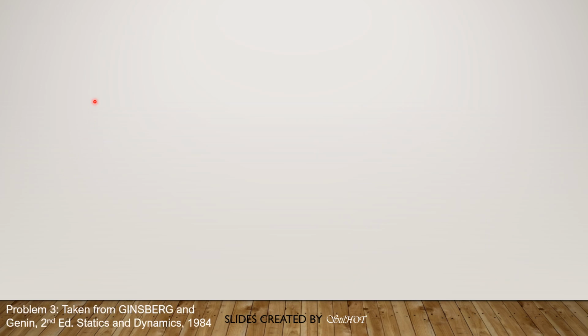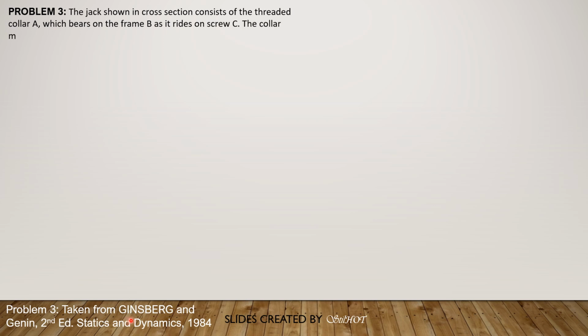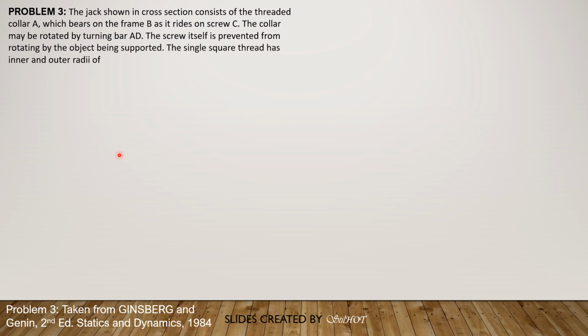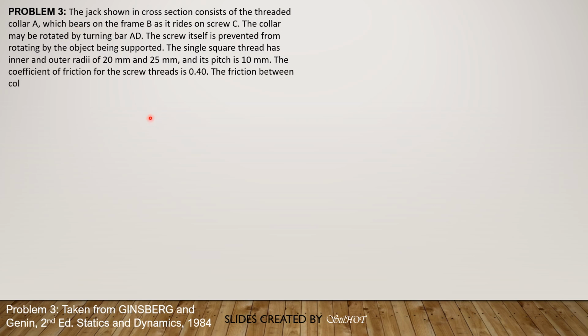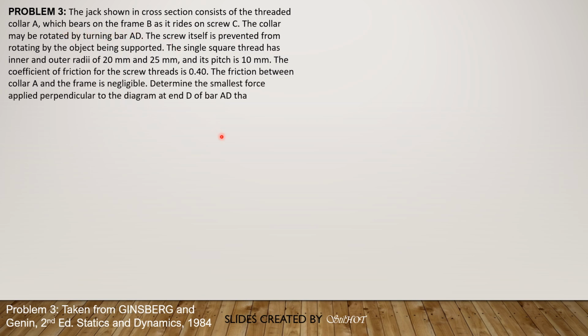Example 3 is about square threaded screws. This problem was taken from the book by Ginsberg and Jenin, second edition of their book Statics and Dynamics, published in 1984. So the jack shown in cross-section consists of the threaded collar A, which bears on the frame B as it rides on screw C.